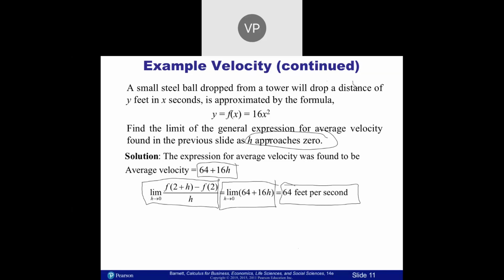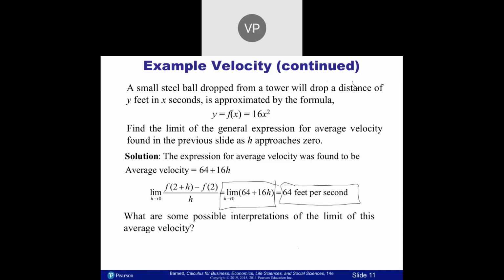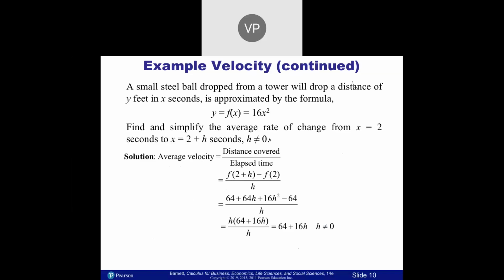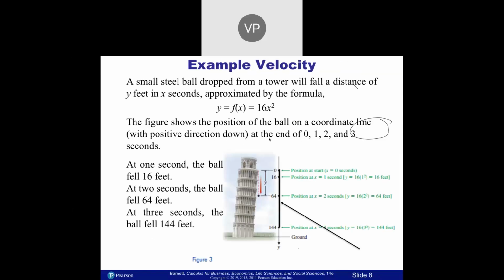All right, so let's get to an actual problem where you're going to see how this works. What are some possible interpretations of the limit of this average velocity? Okay, so this was at 2 seconds. If you go back to what we found a minute ago, remember, we started at x equals 2. I'm going to go back to the tower so I can show you this visually here. They're saying at x equals 2, we are right here.